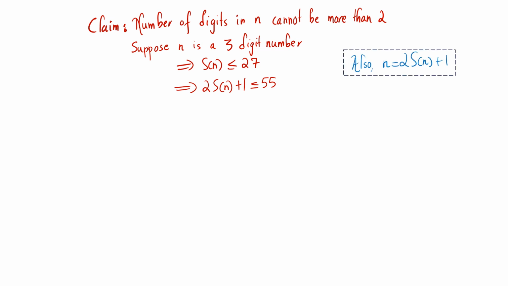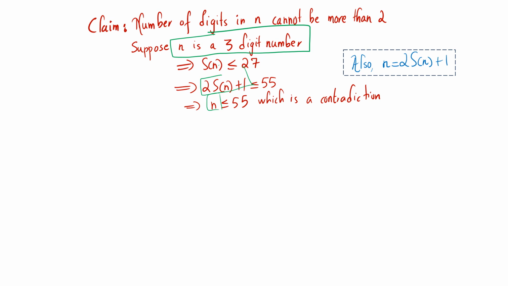Now recall that n is twice of S(n) plus 1. So we can replace this with n. So we are basically getting n is less than or equal to 55. But remember, we said that n is a 3-digit number. Now we are getting n to be a 2-digit number, which is a contradiction, right?